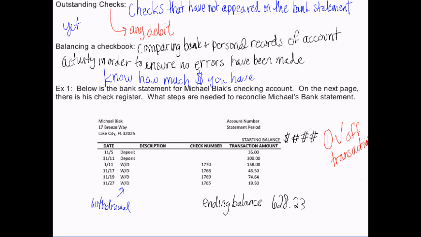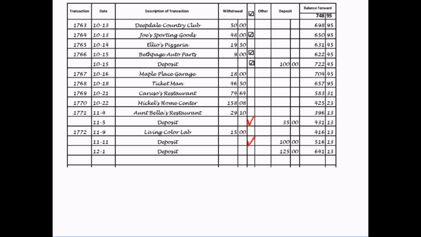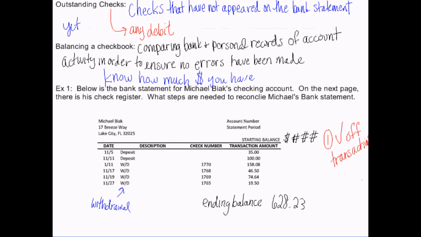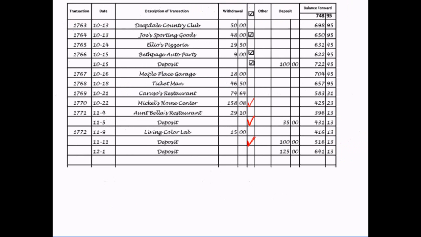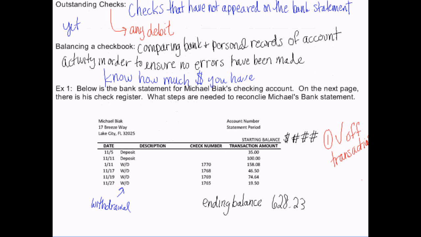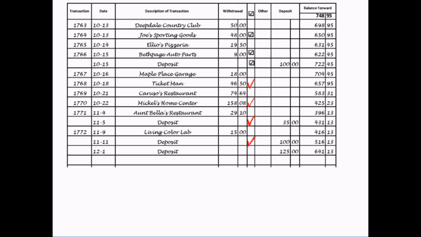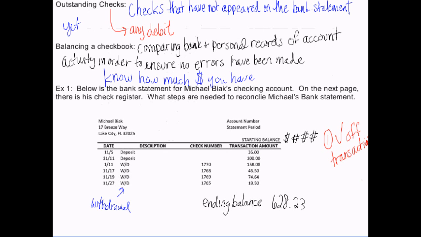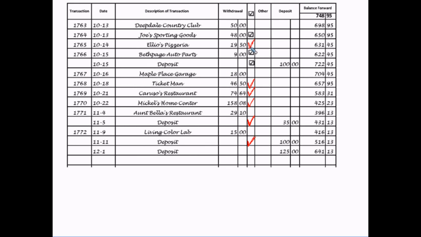Then I have check 1770 for $158. Check the amount, 158.08. They match. You always want to make sure that the amount the bank has and the amount that you wrote down are the same. Okay, I have check 1768 for $46.50. That matches, so I check it off. 1769 for $74.64, check that off. And then last, 1763 for $19.50. That goes up here. Those are the things that are on the bank statement, so that's the first thing you want to do.